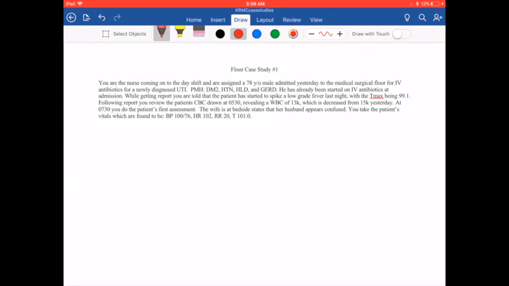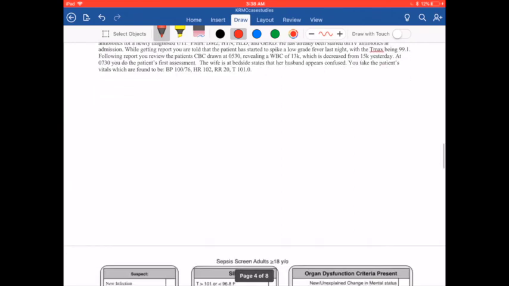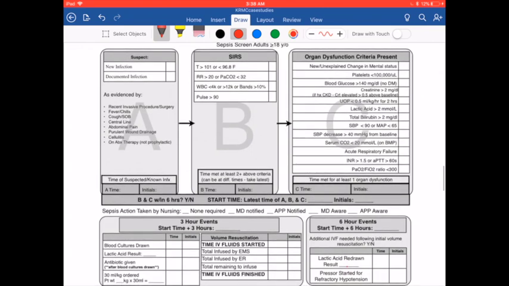So you're going to go to the top and print off the tool again by clicking on the little P, and so you get it printed off, and you've got your tool. This patient is different because they already have a documented source of infection. So we're going to fill out column A here and check this. The time of known infection will just be your assessment time, so you're going to write your morning assessment time here.